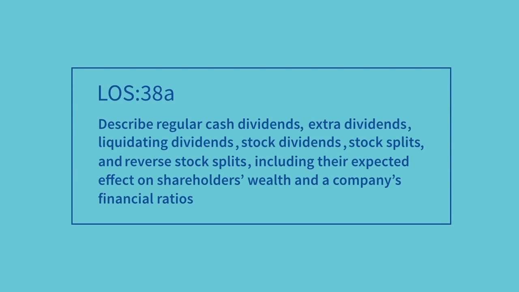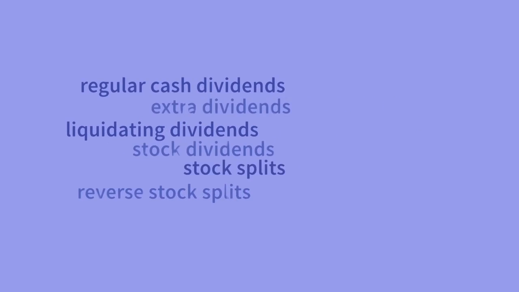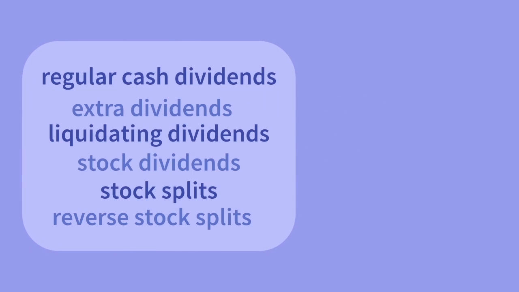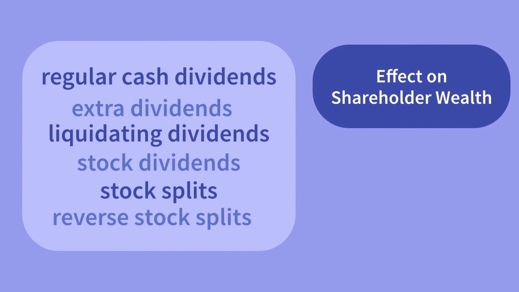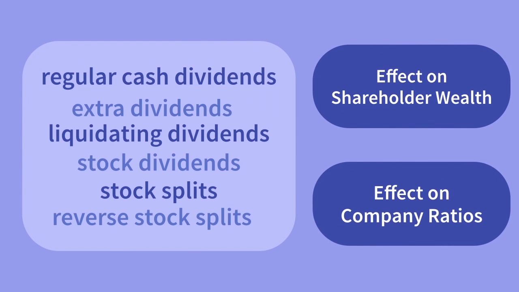Describe regular cash dividends, extra dividends, liquidating dividends, stock dividends, stock splits, and reverse stock splits, including their expected effect on shareholders' wealth and a company's financial ratios. In this LOS, we are asked to describe some of the ways companies distribute profits and to understand the effect these varying methods of distribution have on shareholder wealth and company ratios.